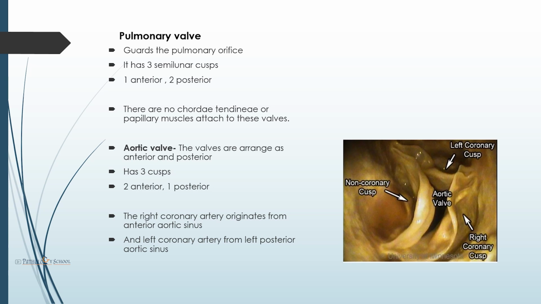Pulmonary valve: it guards the pulmonary orifice. It has 3 semilunar cusps, 1 anterior and 2 posterior. There are no chordae tendineae or papillary muscles attached to this pulmonary valve.